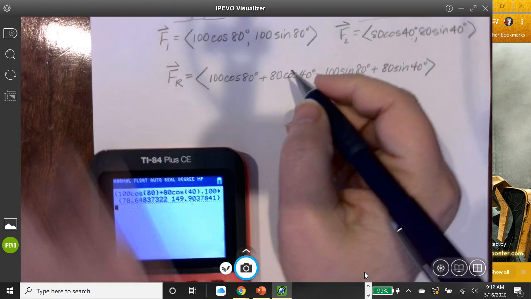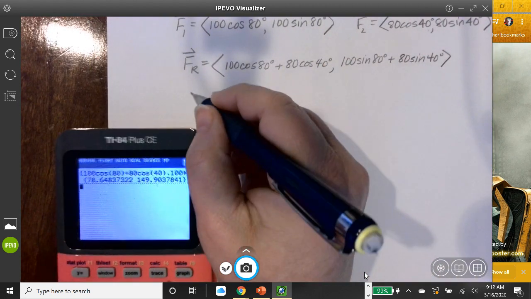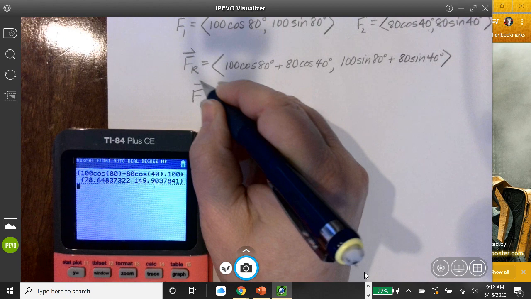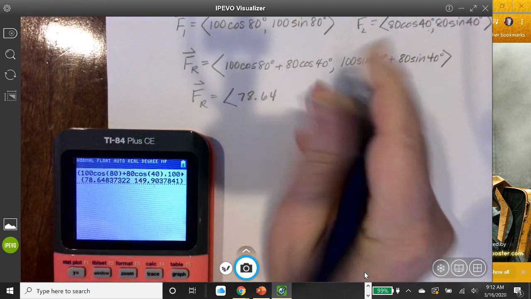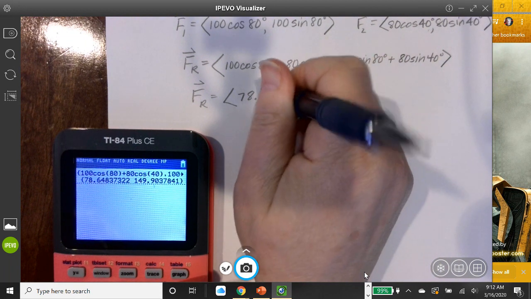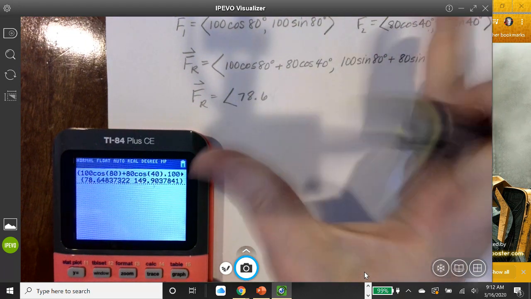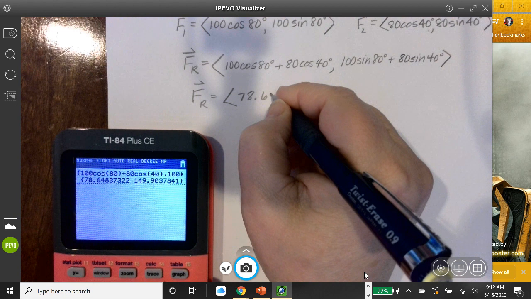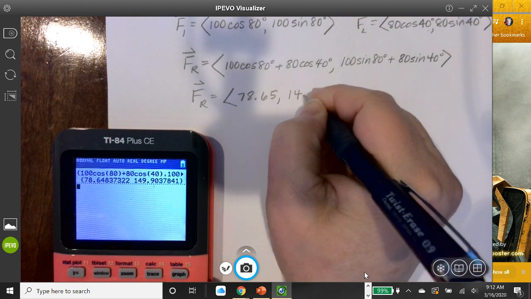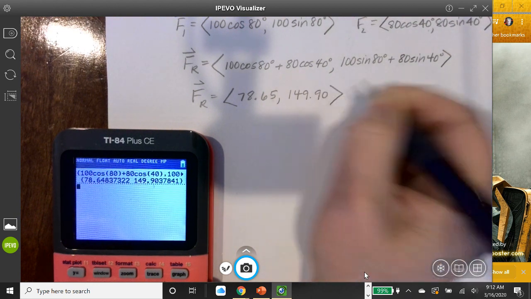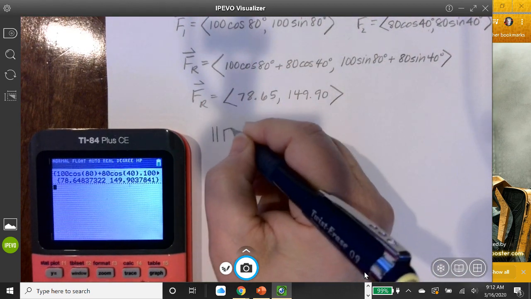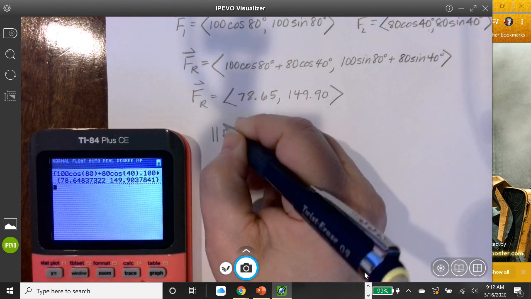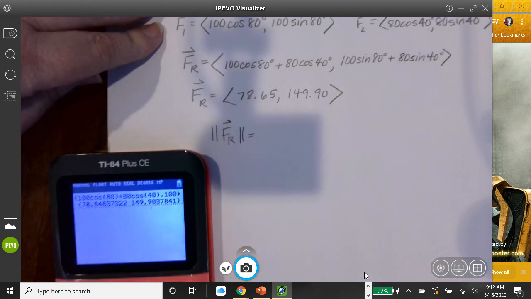Okay, so the resultant force vector is 78.645 and 149.90. But they want the magnitude and the direction. Well, this is the vector, so I need the magnitude of the force vector of the resultant. Okay, so how do I find the magnitude?